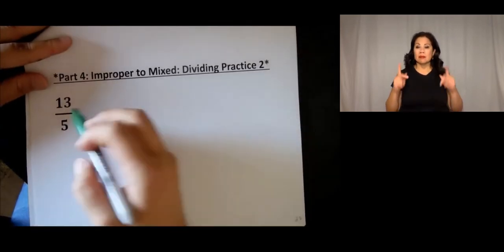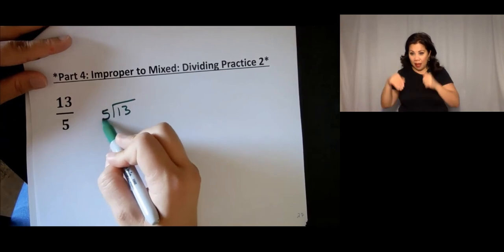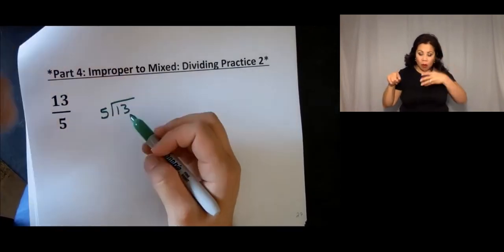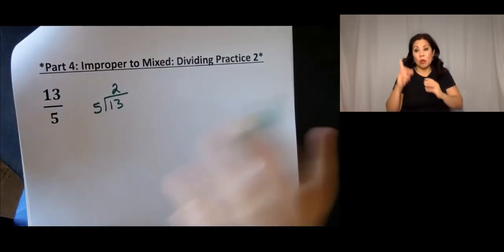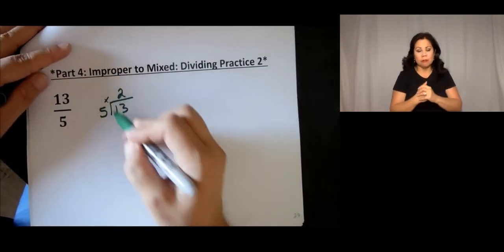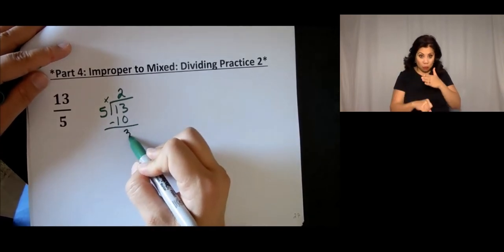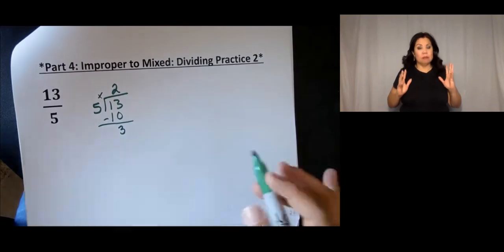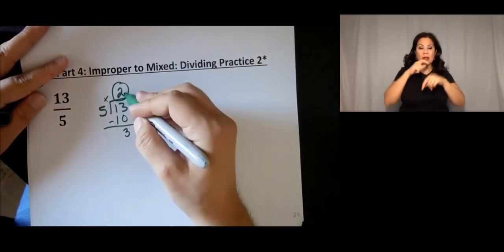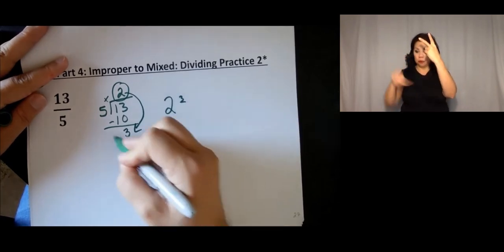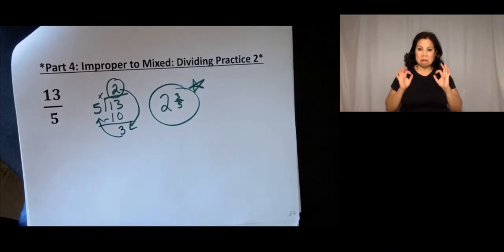All right, so this is the cowboy. Cowboy sleeps inside the house. Horse sleeps outside. 5 goes into 13, 5, 10, 15, only 2 times, because one more time will be over 13. All right, 2 times 5 is 10. Then I'm going to subtract. Oh, I'm almost done. After I subtract, I'm done with this part. Now my answer is in here somewhere. Go clockwise. Start at the top. 2 3/5. Perfect. There we go.